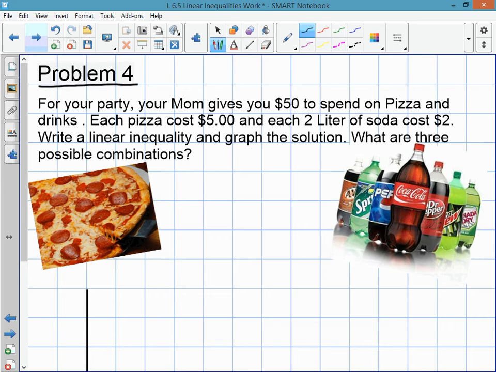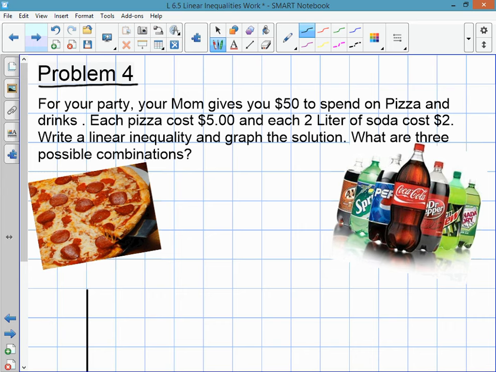And this problem says, for your party, your mom gives you $50 to spend on pizza and drinks. Each pizza costs $5, each 2-liter of soda costs $2. Write a linear inequality and graph the solution, and then give me 3 possible combinations.